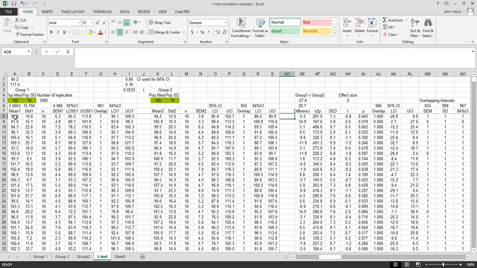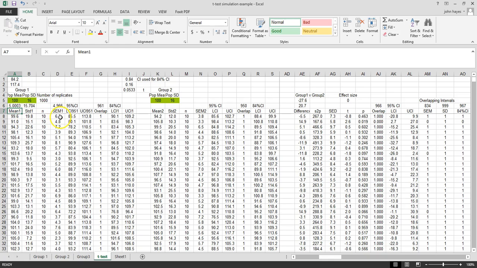In this particular simulation, we have 1,000 means. We've simulated this sampling of 10, 1,000 times. And the standard deviation of that is 5.0. You can see here the standard deviation of this column is 5.003.